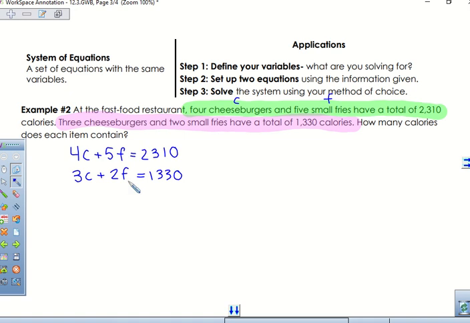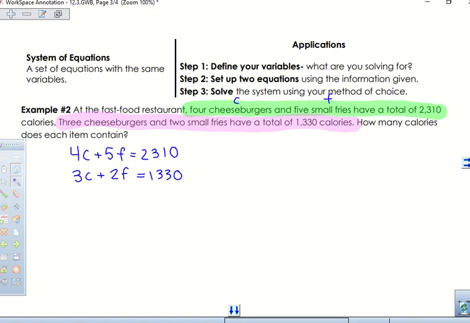Okay, now we're going to move on to the next part. The next part is we're going to have to solve this system one way or another. You can use elimination or substitution. If you try to use substitution, you're going to end up with fractions, so I recommend using elimination here because it's easier.